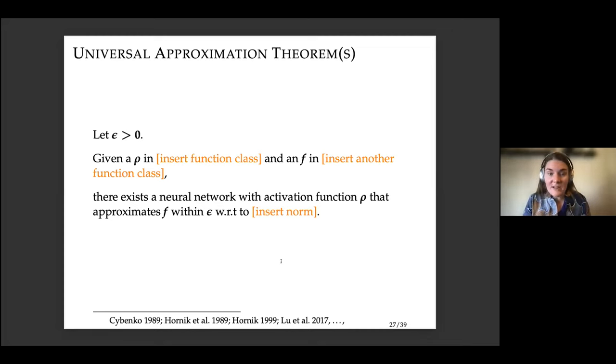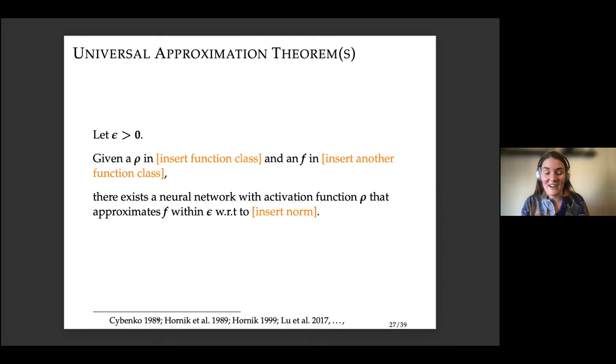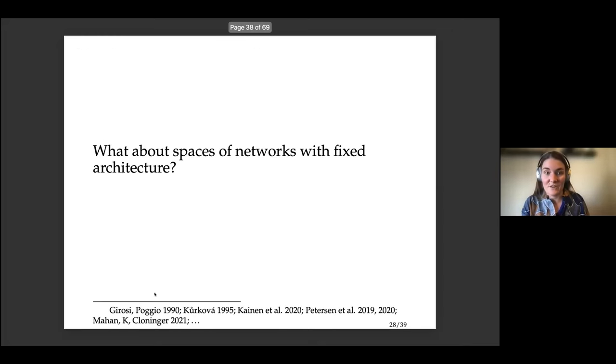So this is very interesting, but when you're training a neural network, you fix an architecture, meaning you say there are going to be this many layers, and the layers are going to be mapping from R of this dimension to R of this dimension. So what about spaces and networks with fixed architecture? And this is certainly not a new idea. Even as early as one year after the publication of some of the original universal approximation theorems, people had already started to ask these sorts of questions.